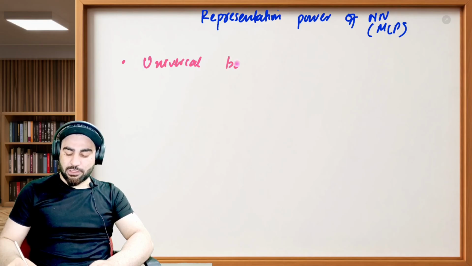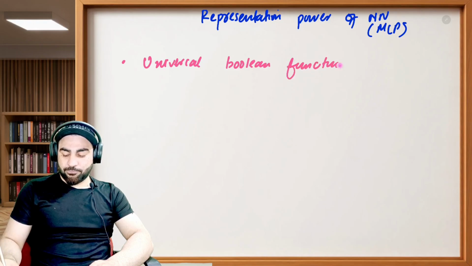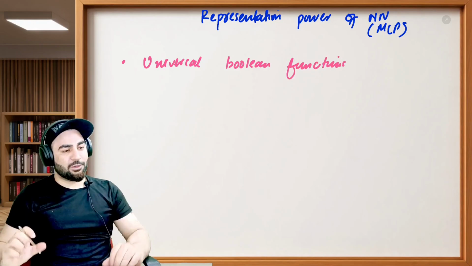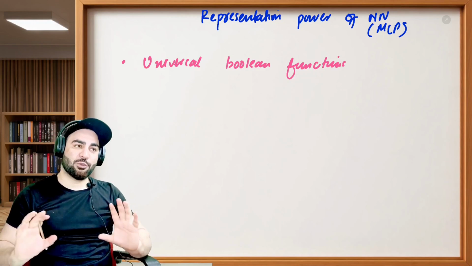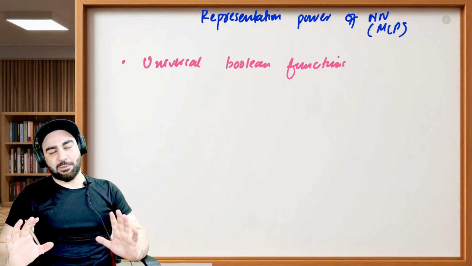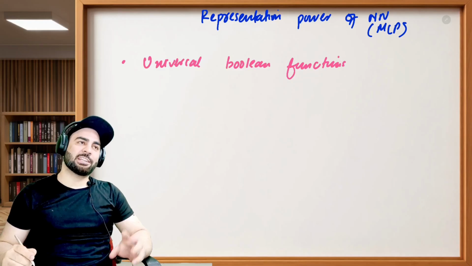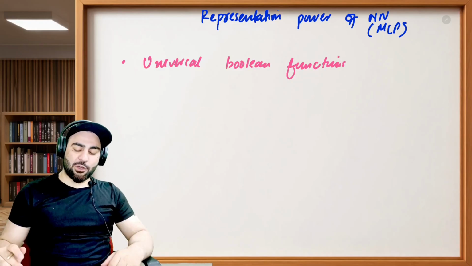They can model universal Boolean functions. If you take any Boolean function, you can make a multi-layer perceptron and show that we can model any Boolean function using that multi-layer perceptron. And then we also had a discussion about depth versus width, and we saw a lot of implications in that.